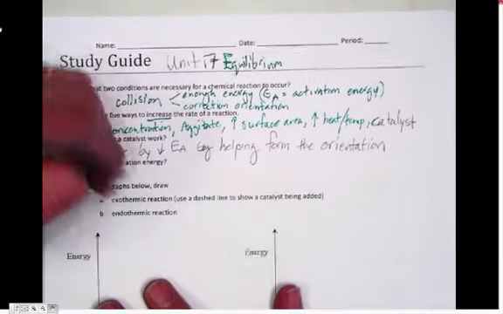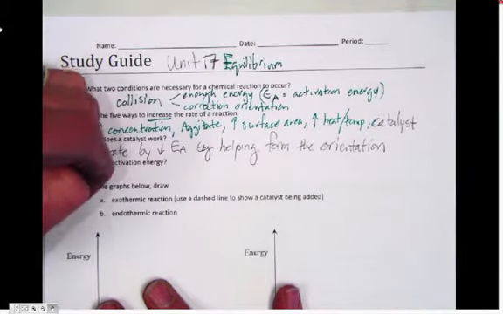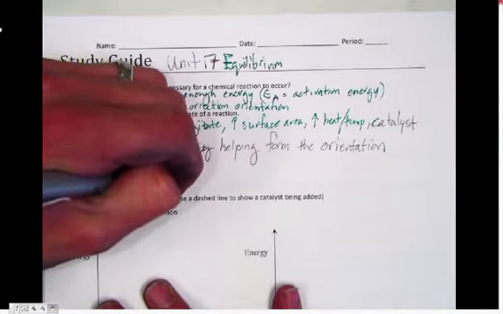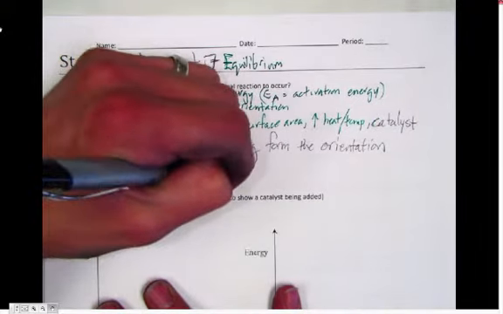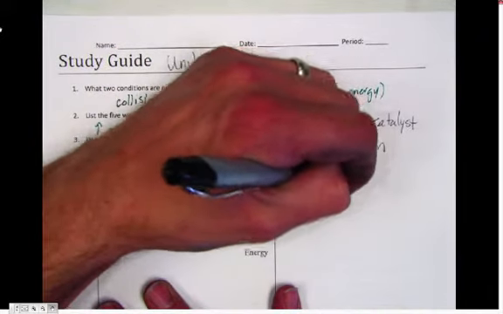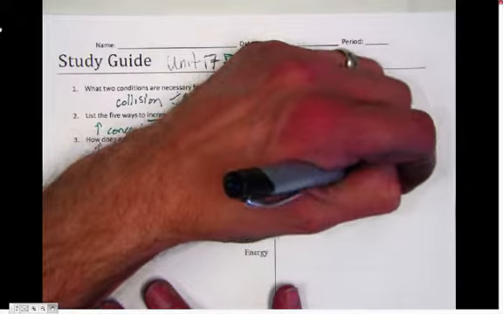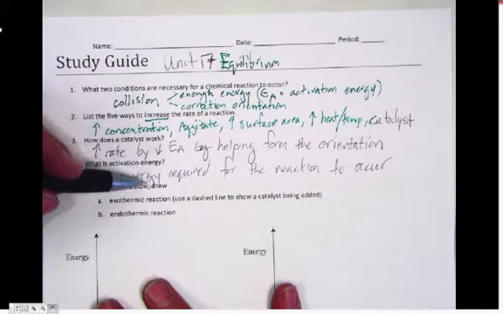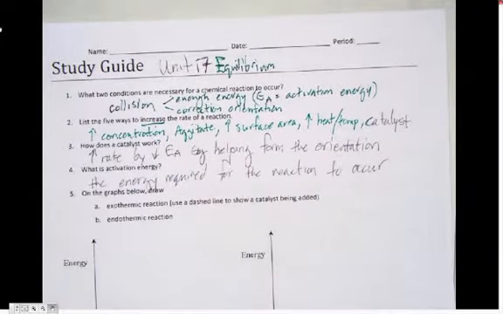Okay? And so what is activation energy? It's the energy required for the reaction to occur. Okay, so in other words, it's the starting value. In order to get through the reaction, in order to get the products, you have to pay this amount. Every reaction has an activation energy.